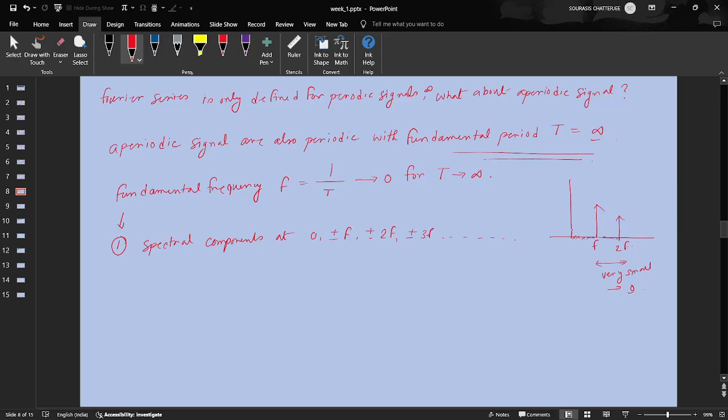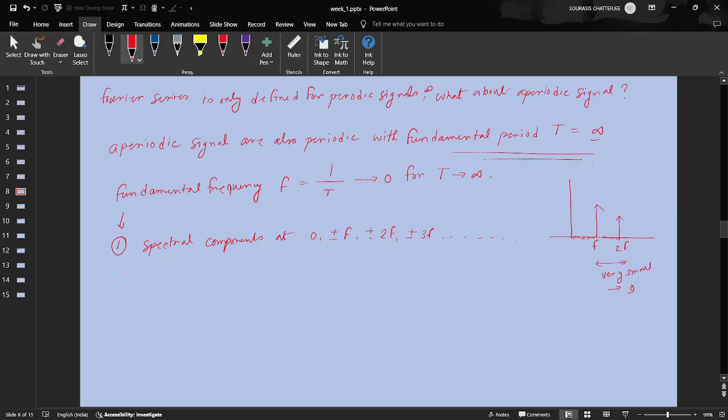Now remember, Fourier series is defined at discrete frequencies only. It doesn't allow any spectral component in between. It is only defined at the integer harmonics of your fundamental frequency. But what if for an aperiodic signal the fundamental frequency itself comes out to be 0? Then your spectral components are going to be the same, 0, plus minus f, plus minus 2f, but there will be virtually no gap between them.